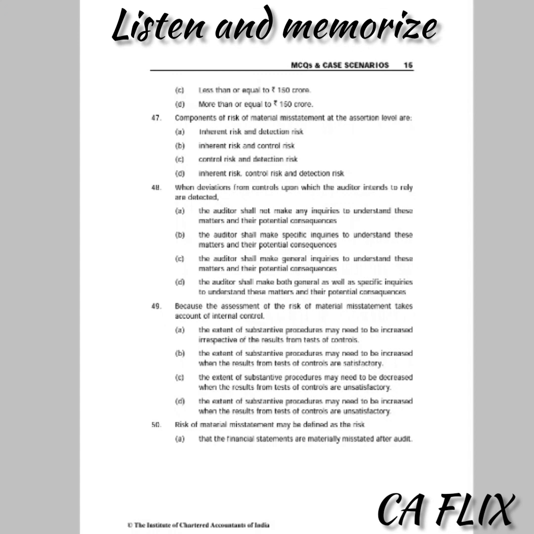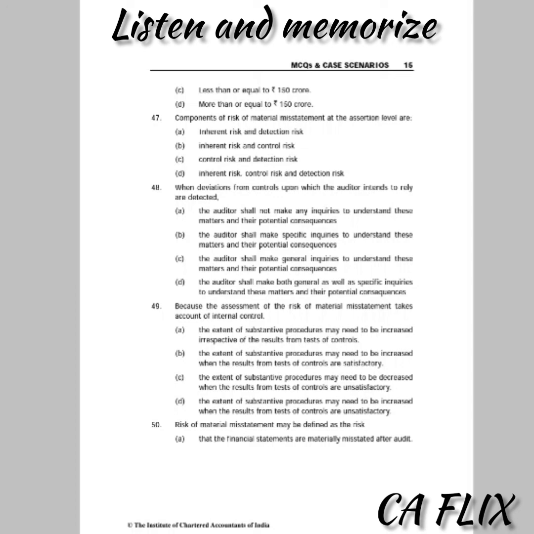Question 47. Components of risk of material misstatement at assertion level are: option A, inherent risk and detection risk; option B, inherent risk and control risk; option C, control risk and detection risk; option D, inherent risk, control risk and detection risk. Answer is option B, inherent risk and control risk. Components of risk of material misstatement at assertion level are inherent risk and control risk.